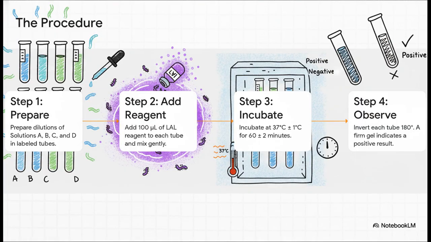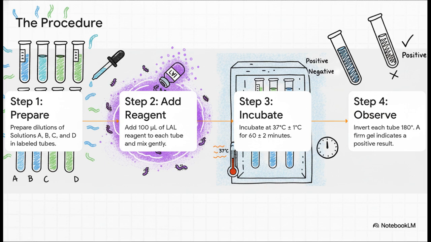First up, Step 1, you get everything ready, preparing your solutions in their labeled tubes. Then, in Step 2, you add the magic ingredient, the LAL reagent. This is the stuff that actually reacts with any endotoxin present. After that, as you can see in Step 3, they all go into an incubator at a nice and cozy 37 degrees Celsius for exactly 1 hour.